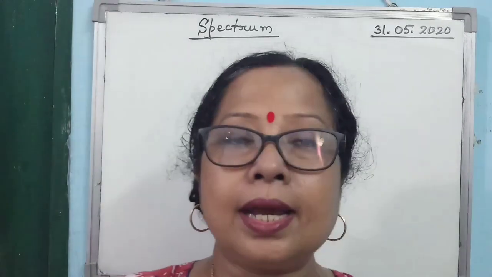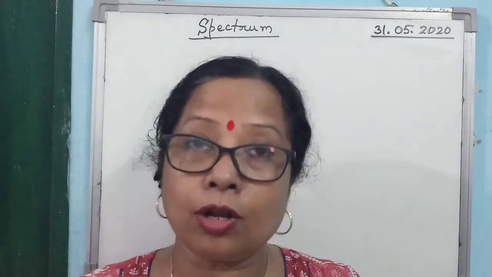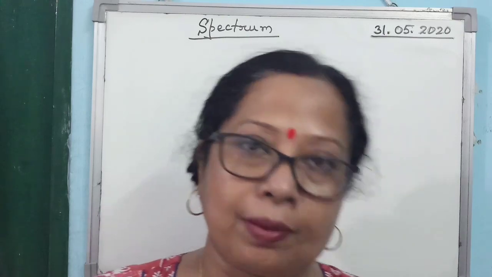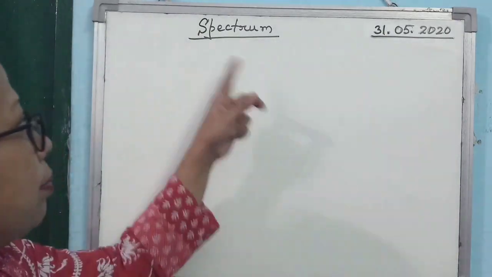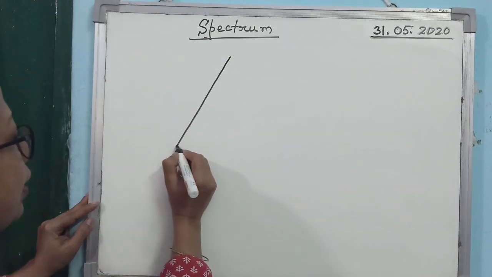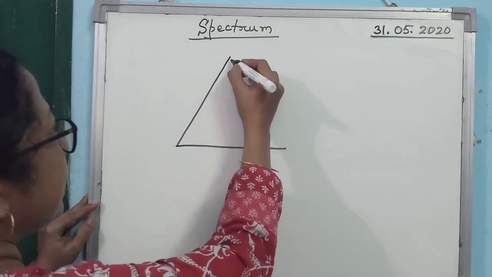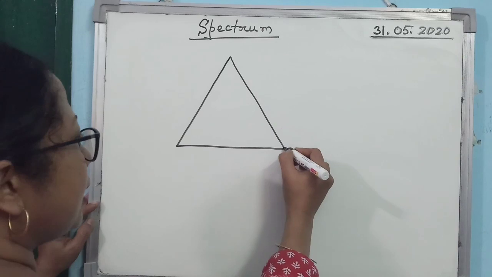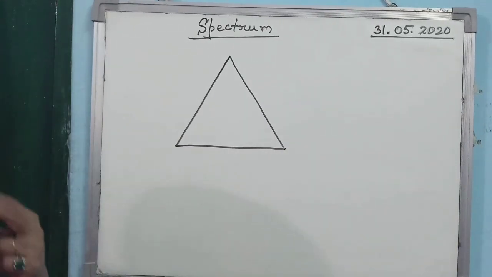So I am starting the next and last chapter of light, that is spectrum. Alright. So before knowing about the spectrum, we have to first understand what is the deviation suffered by a light ray when it is passing through a prism.